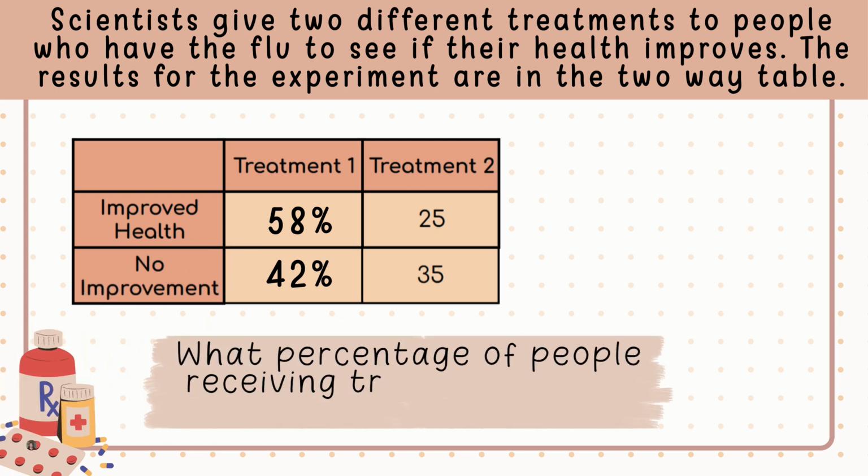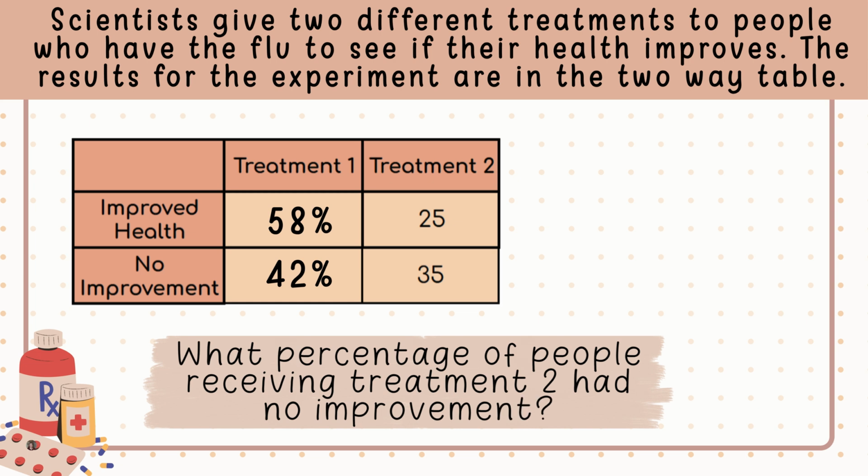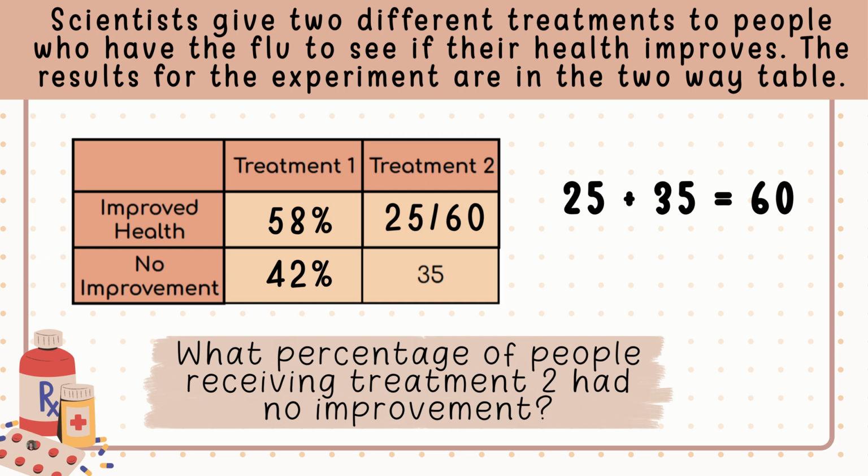What percentage of people receiving treatment 2 had no improvement? So we'll start by looking at the column of treatment 2 and adding them together, giving us a total of 60. So we'll divide 25 by 60, giving us 0.42, or 42%. Now we'll divide 35 by 60, which gives us 0.58, or 58%. So now we can see that 58% of people who had treatment 2 had no improvement.